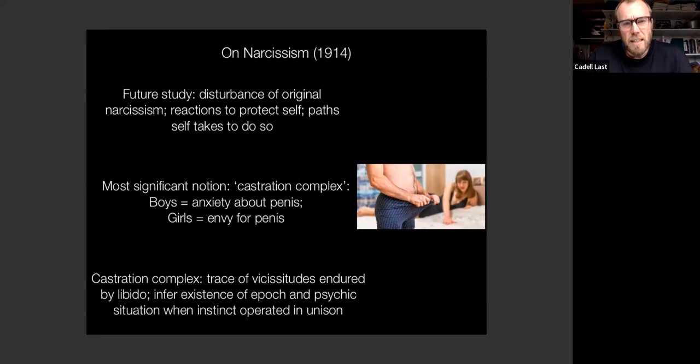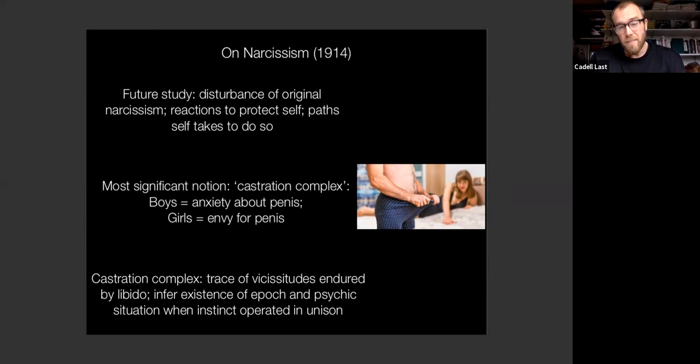In future studies, Freud says we should pay attention to what disturbs the original narcissism, the reactions of the self to protect itself, and the paths it takes to do so. He says this points towards the castration complex, namely that boys gain anxiety about their penis and girls envy for the penis. Again, you have the asymmetry, the sexual difference here. And the castration complex itself is identifiable in the traces of the vicissitudes endured by libido.